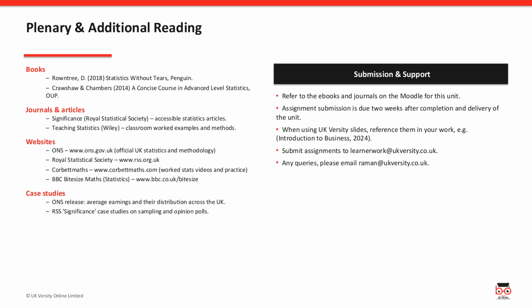To round things off, Rowntree offers a gentle recap of distributions, while Crawshaw and Chambers gives fuller worked examples of the binomial and normal. The Royal Statistical Society's Significance magazine shows these distributions at work in real quality control and testing stories, and Corbett Maths has clear videos if you'd like the binomial or z-score calculations demonstrated once more.